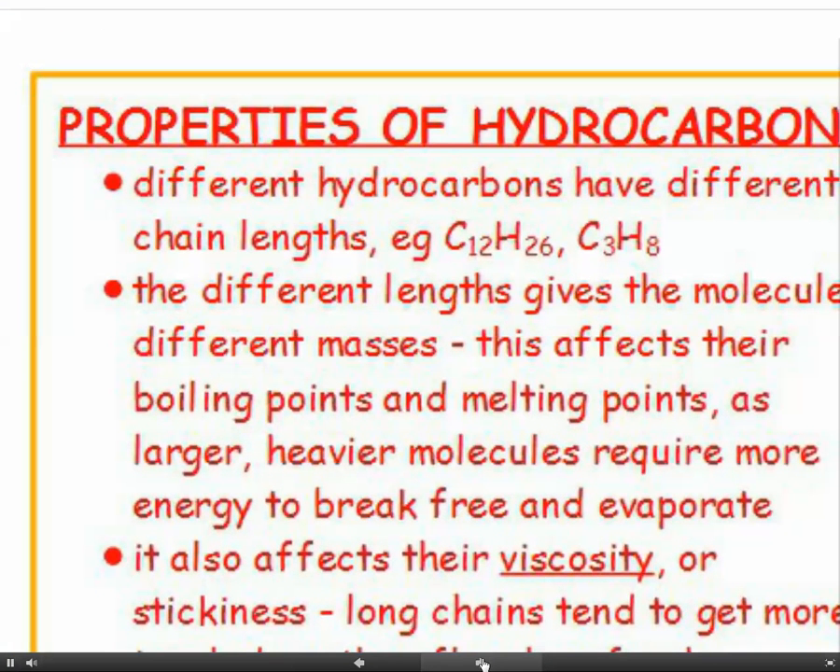Properties of hydrocarbons. Now different hydrocarbons have different chain lengths. For example, C12H26 is longer than C3H8. The different lengths give the molecules different masses. And the different masses affect their boiling points and melting points, because larger, heavier molecules require more energy to break free from the liquid and evaporate.